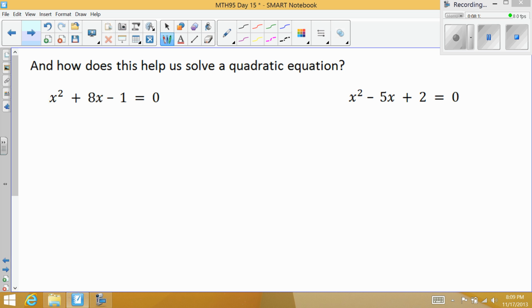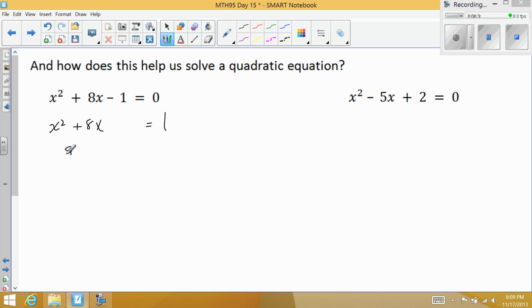Okay, so how can this help us solve a quadratic equation? The process we're going to do is first, whatever's a constant there to begin with, kick it over to the right-hand side, get it out of the way. Now we're going to add our magic number to both sides of the equation. As long as we're doing the same thing to both sides of the equation, that's legitimate.